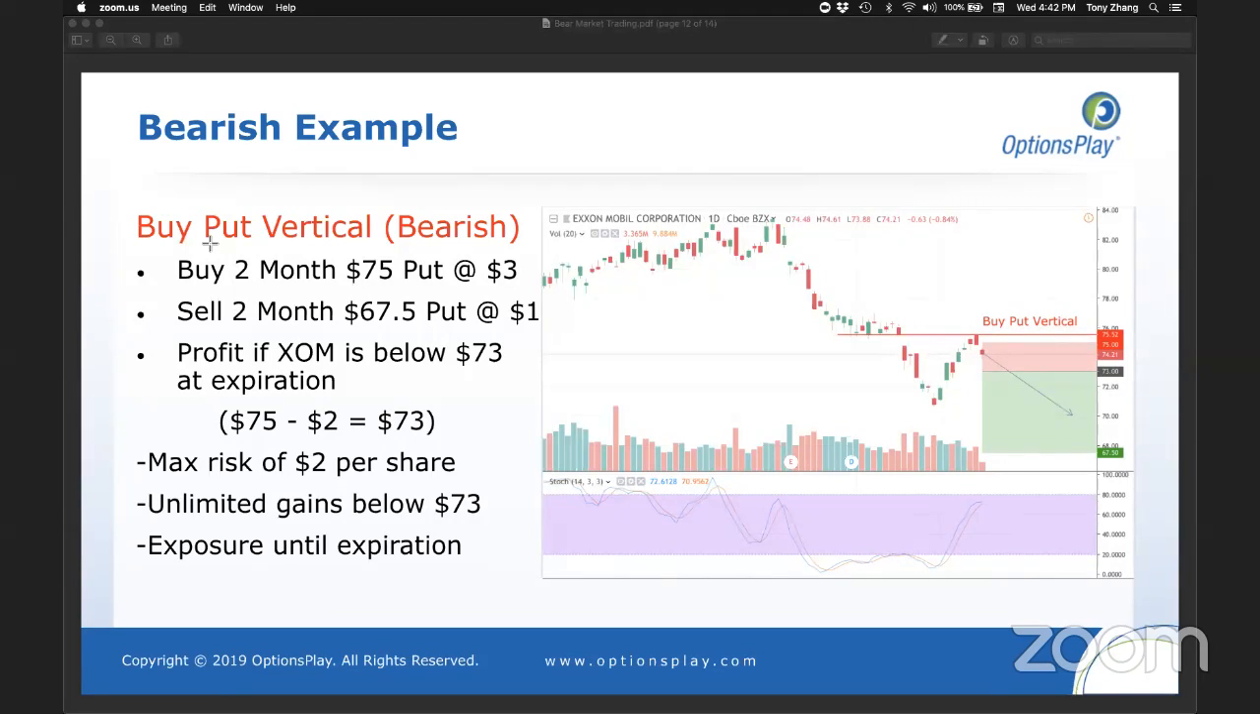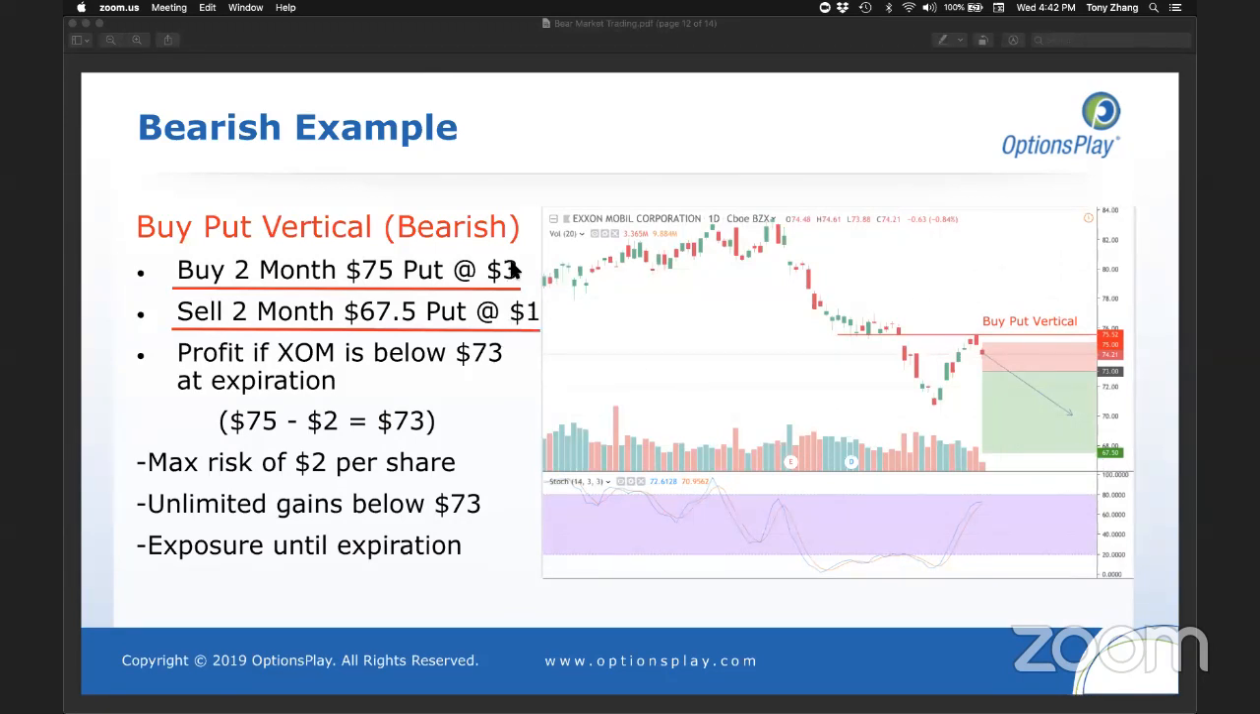So buying a put vertical, same example, I'm bearish on ExxonMobil, recently got rejected around that $75 resistance level. I feel that it's going to pull back towards that 70 level. So same thing, I'm going to buy the same 2-month $75 put for $3. But on a vertical, I'm also going to sell a 2-month 67.5 put. So I'm selling a put all the way down here, well below the target price that I actually expect the stock to go. And by doing so, I'm going to collect $1.